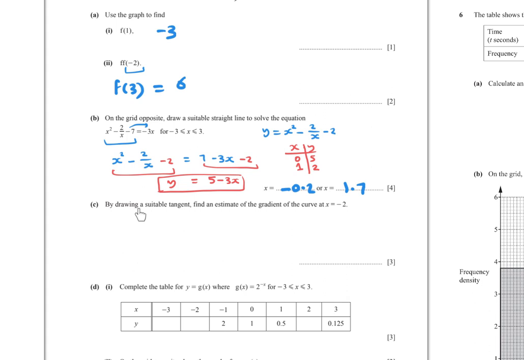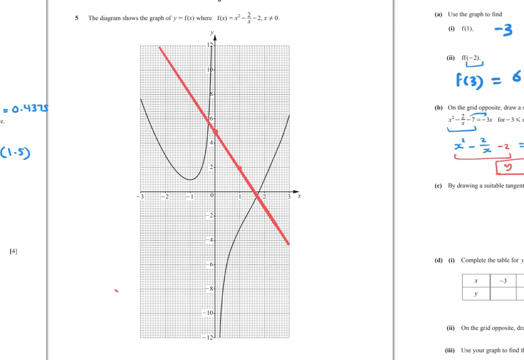C. By drawing a suitable tangent, find an estimate of the gradient of the curve at x equals negative 2. So this is the point which has x equals negative 2. Draw a tangent, a line touching the point. Then find its gradient.